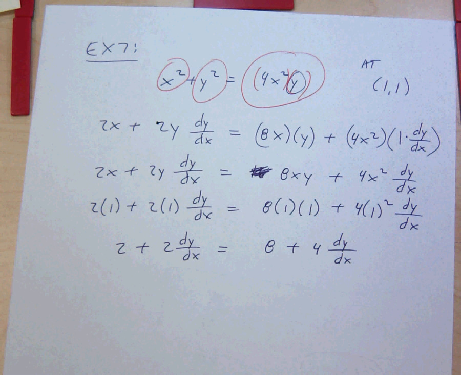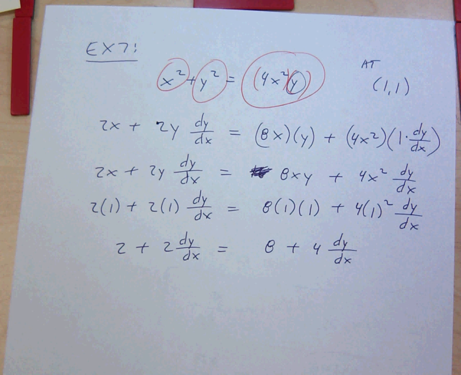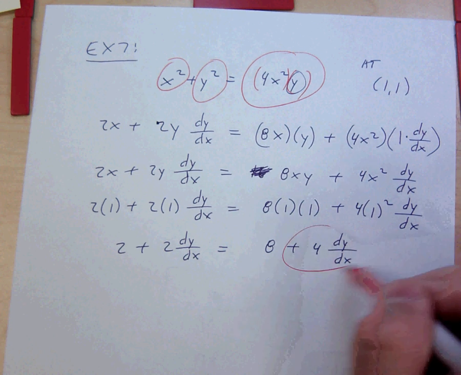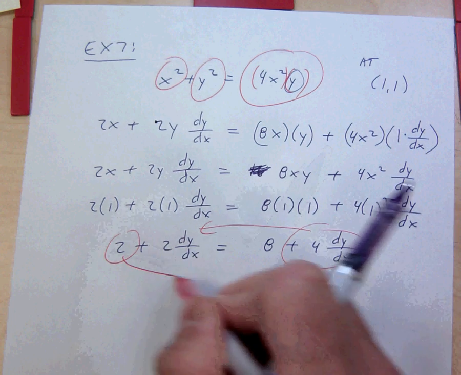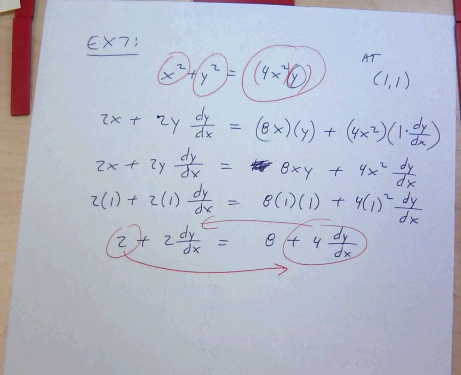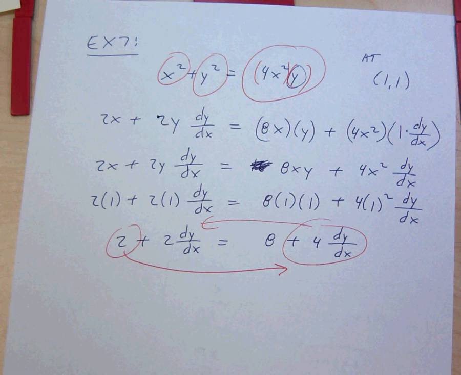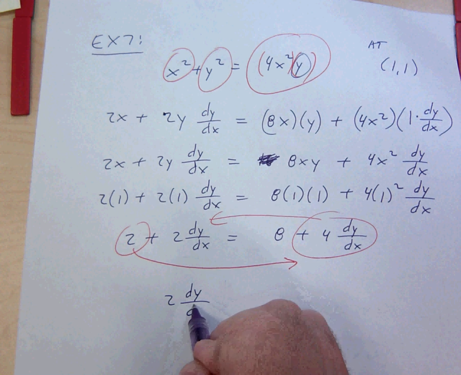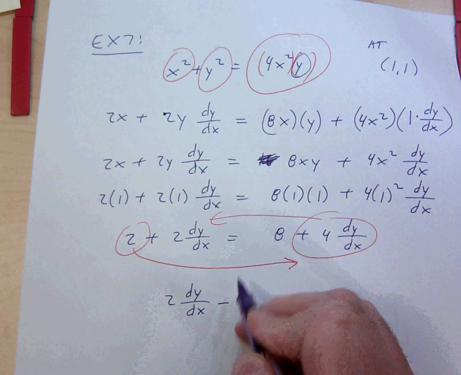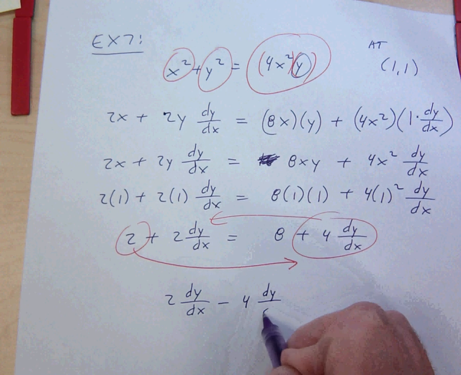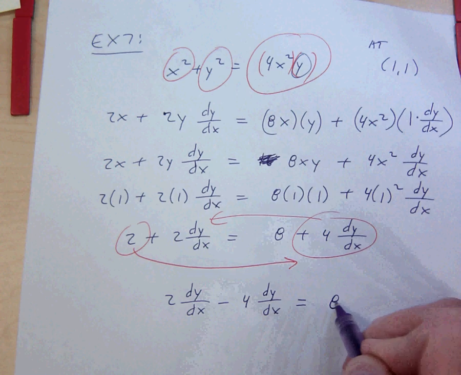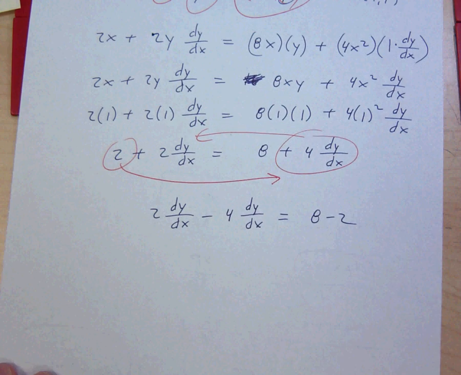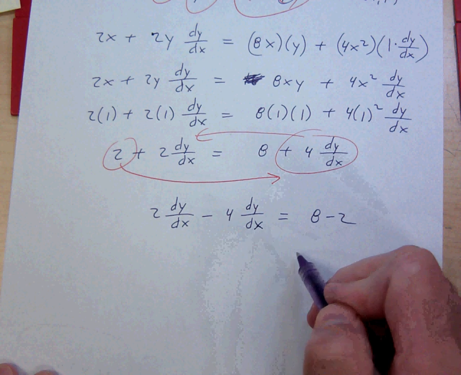Okay, so at this point, again, I'm going to get the dy dx terms on one side, everything else on the other side. So what I'm going to do is this. I'm going to move this to this side, and I'm going to move that to this side. Does that make sense, guys? Does that make sense or no? Okay, so let's do that. Okay, and then, obviously this is 6.